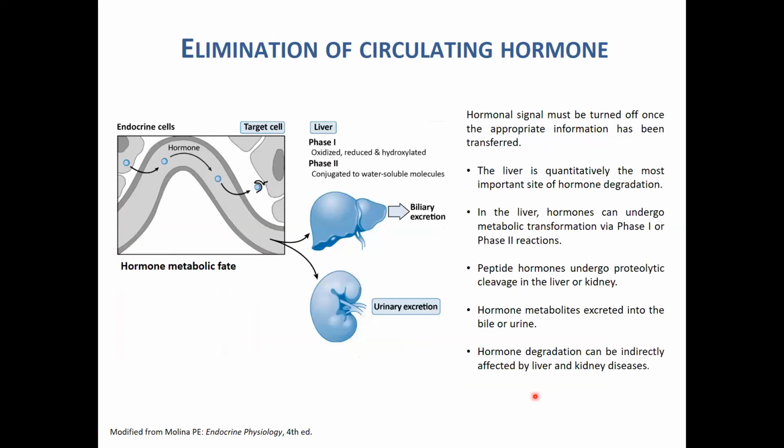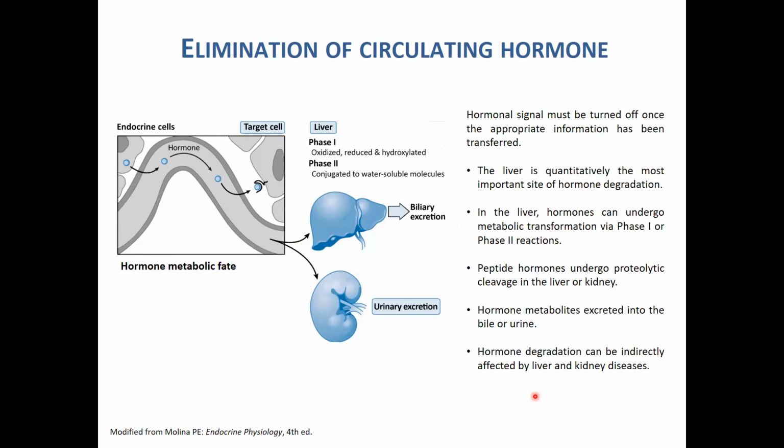Right. So I've made my hormone. I've secreted it into the extracellular media, transferred it in the blood. Now I've bound to my receptor and I've generated a biological response. So once I've generated my biological response, I need to get rid of that signal. I don't need it any longer.